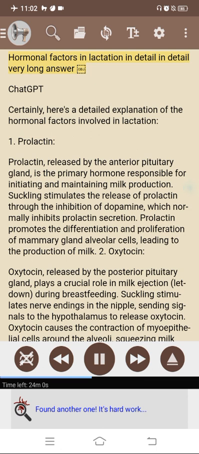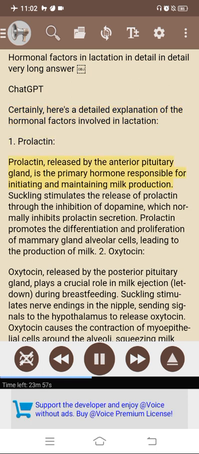Hormonal factors in lactation in detail. Very long answer. ChatGPT. Certainly, here's a detailed explanation of the hormonal factors involved in lactation. 1. Prolactin. Prolactin, released by the anterior pituitary gland, is the primary hormone responsible for initiating and maintaining milk production.